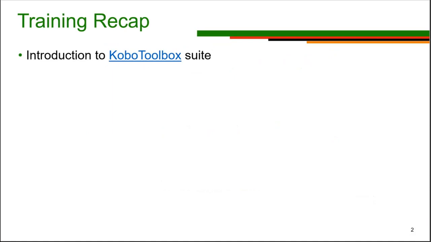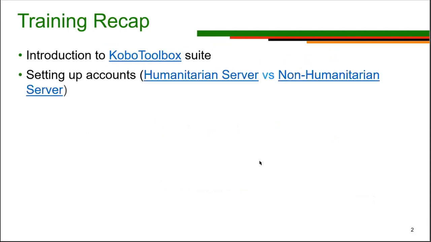a suite of free software that you could use to design your questionnaire, and it is available for anyone to use. You just have to create an account, and it is free to use. We did talk about the different types of server accounts that you could use, the humanitarian server or the non-humanitarian servers, and that in functionality, the two servers are not different. The humanitarian server allows you to make unlimited submissions, but the non-humanitarian server allows you to make 30,000 submissions per month.